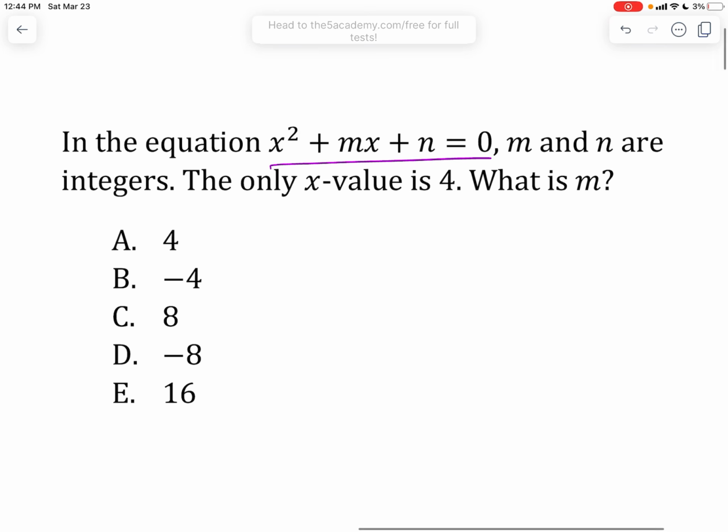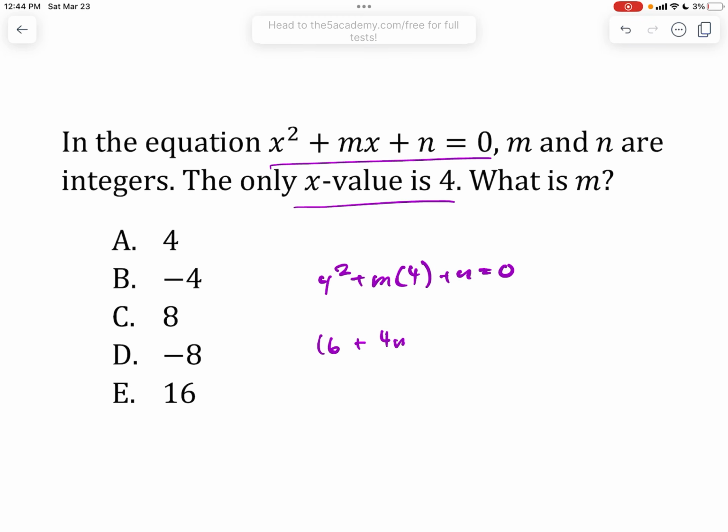In the equation here, the m and n are integers. The only possible x value is 4. So what is m? Well, you immediately think, let me try plugging this in. x squared, if I just plug in 4, right? 4 squared plus m times 4 plus n is equal to 0. 16 plus 4m plus n is equal to 0. There's no way to solve this. How do you actually do it?